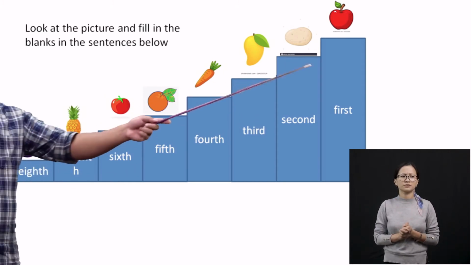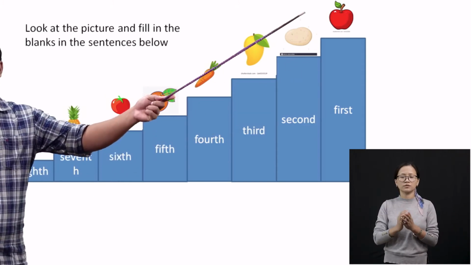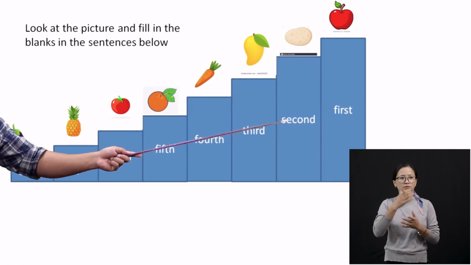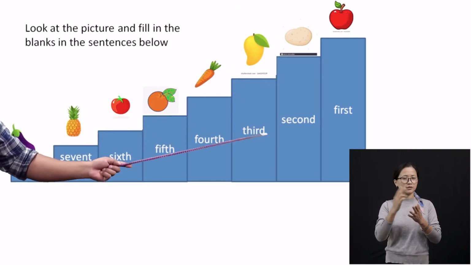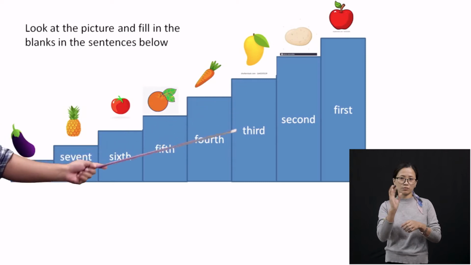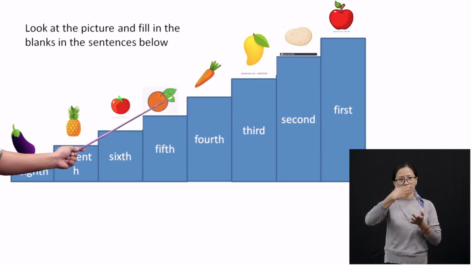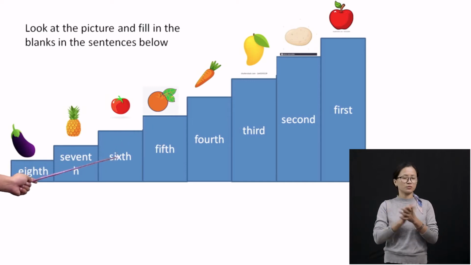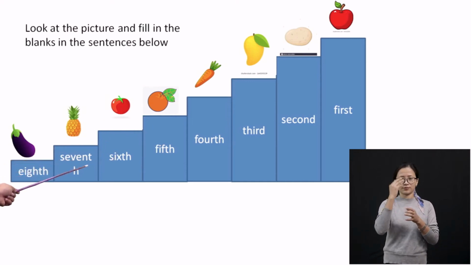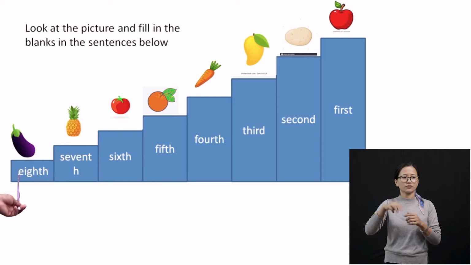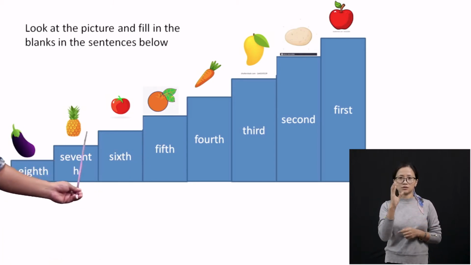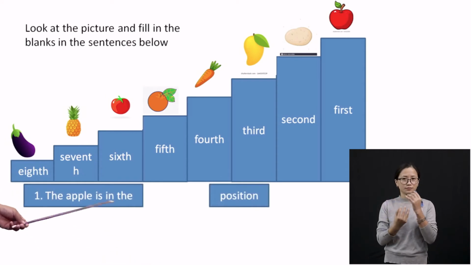In the picture, the first has an apple. In the second place, there's a potato. In the third place, there's a mango. In the fourth place, there's a carrot. In the fifth place, there's an orange. In the sixth place, there's a tomato. In the seventh place, you have a pineapple. And in the eighth place, you have an eggplant. Okay? So, let's try to solve the question.